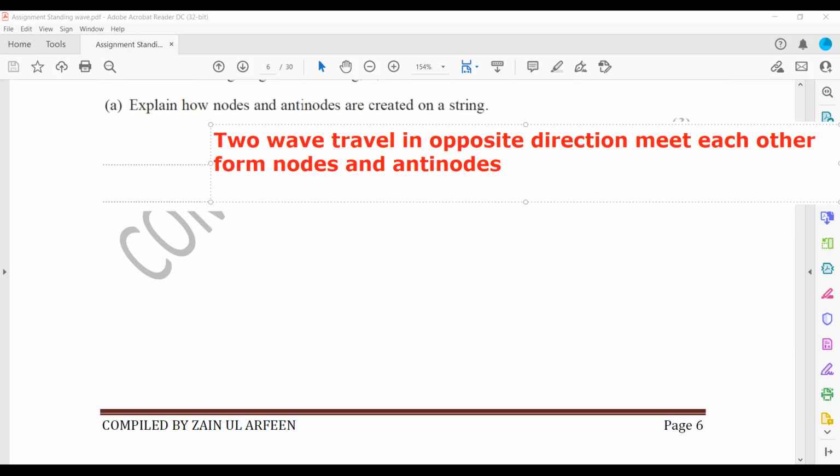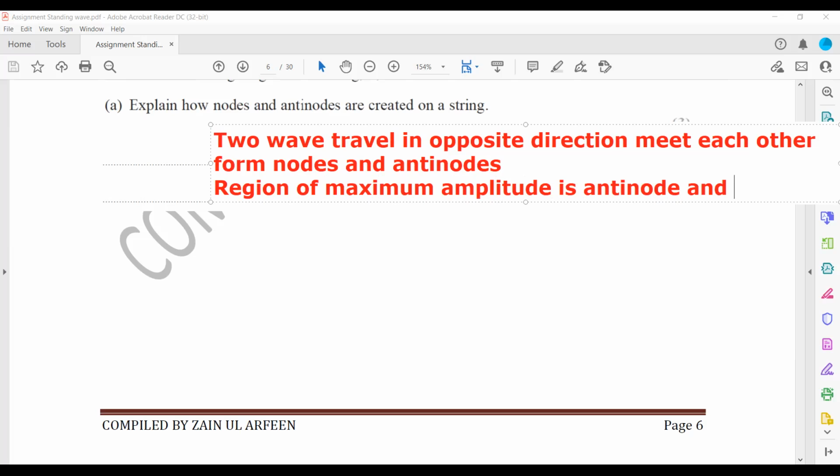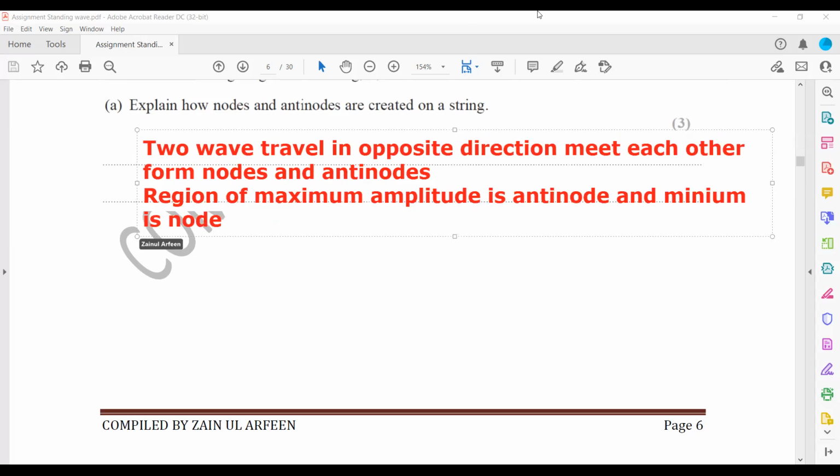And the region where they have the maximum amplitude is the antinode, and the minimum is the node. So this should always be the answer, in which you refer to how the standing wave is produced.